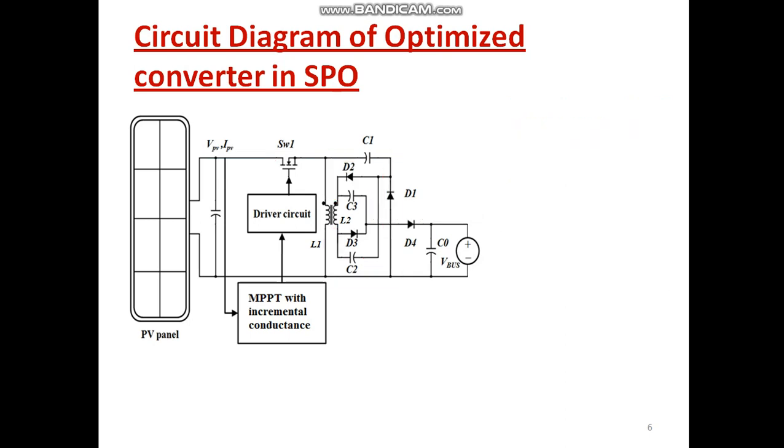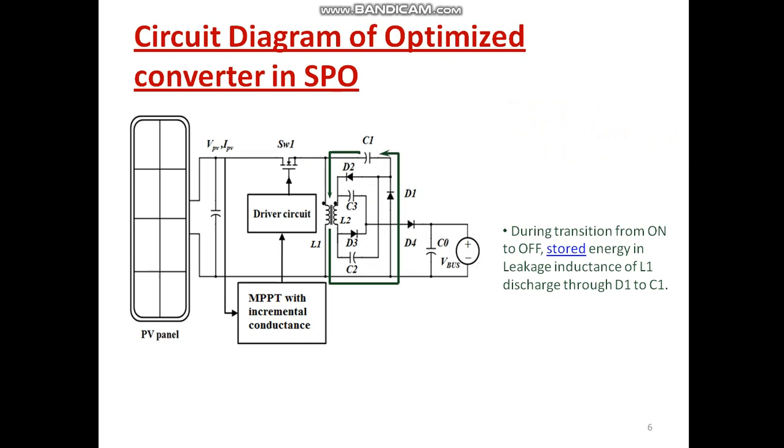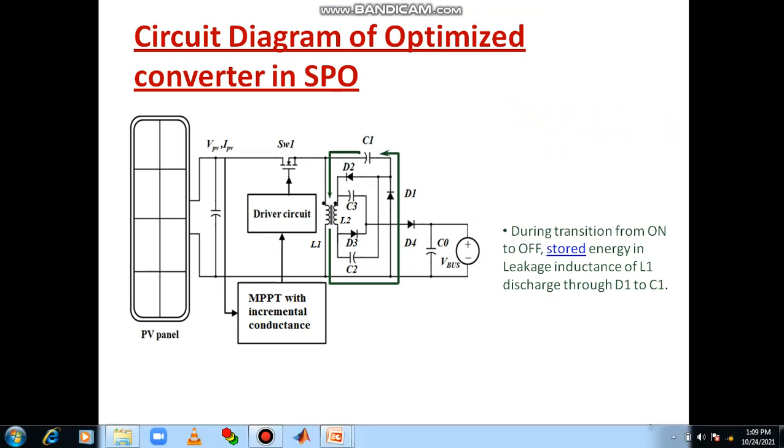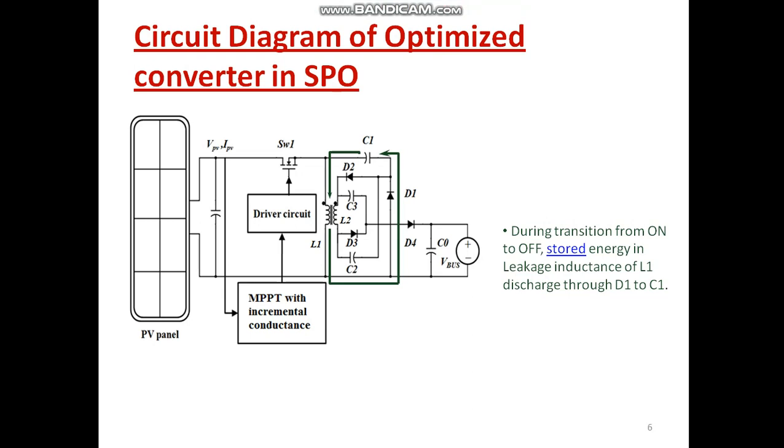During the off condition, the transition from the on state to the off state, what is going to happen? During the off condition, the energy stored in the leakage inductance of L1 discharges through diode D1 and capacitor C1. That is exactly what happens during the off condition.